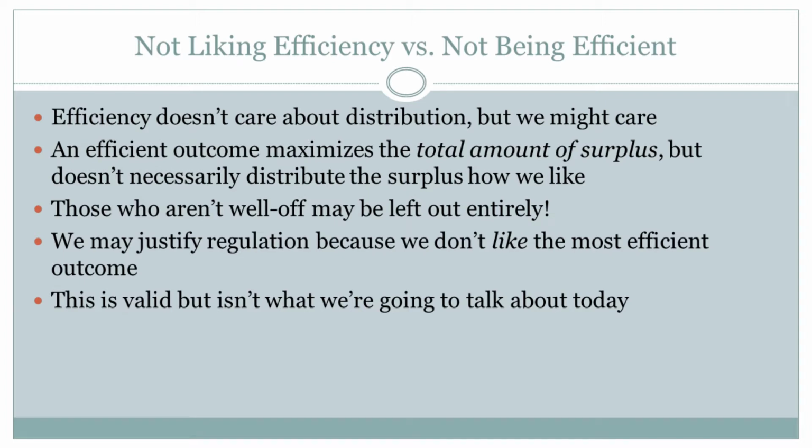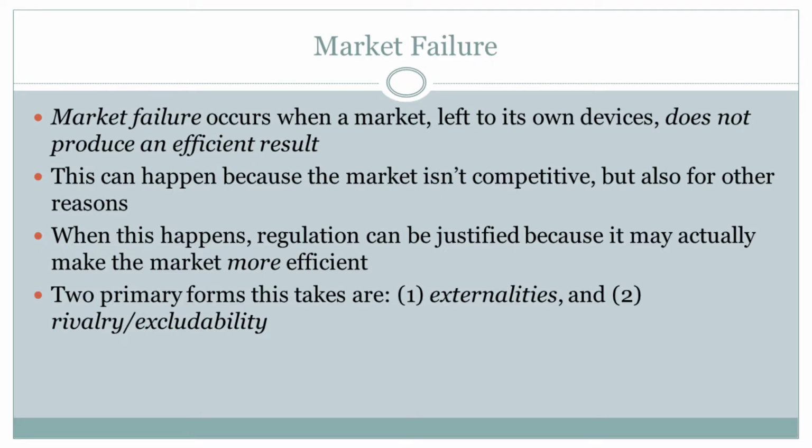We're specifically talking about ways in which the market will produce results that are not efficient, right? You have a perfectly competitive market. It's not a monopoly or anything like that. It's perfectly competitive. And it's not that we don't like efficiency, it's that we're not getting efficiency. That's what we mean by market failure. The market is failing to do the thing that it's supposed to do, which is provide an efficient result.